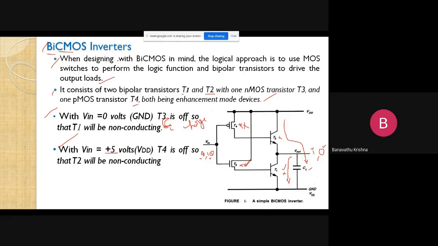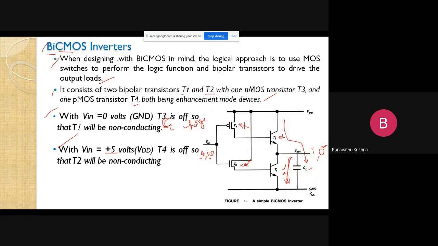Okay, so when T4 is off, T2 is also off, that is non-conducting, and T1 is going to be conducting. So whatever data is available at the capacitor will be discharged through transistor T1. Finally we are getting the response 0.